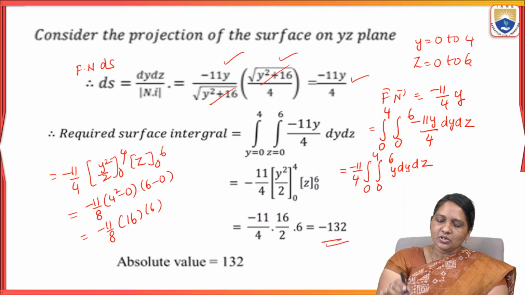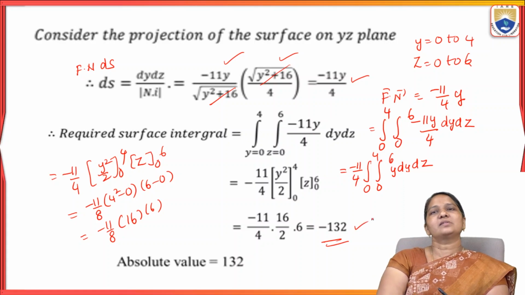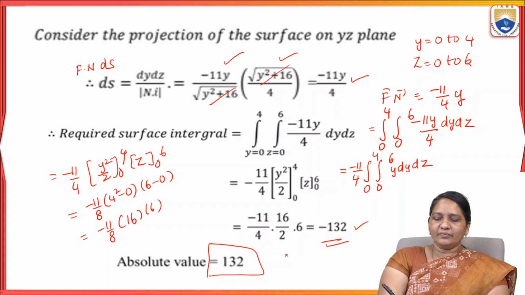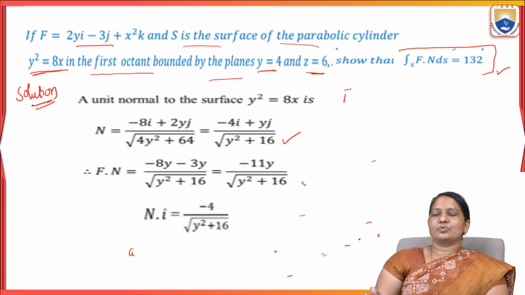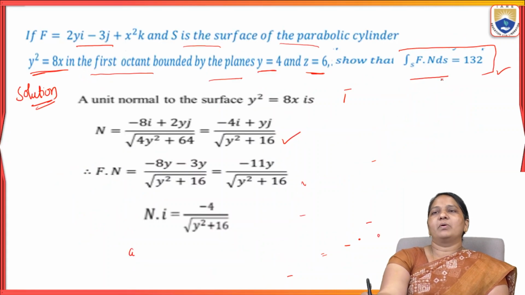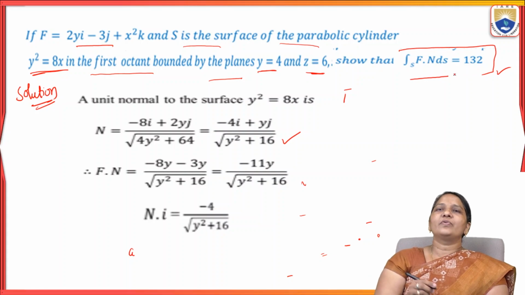What is the absolute value when finding the total area? If you are getting minus also, you will take it as plus only. According to the direction, you will get negative or positive values. So the absolute value is 132. So here we got the double integral over S of F dot n dS value as 132. This is only what they are asking to show: the double integral over S of F dot n dS is 132. So we proved the value.